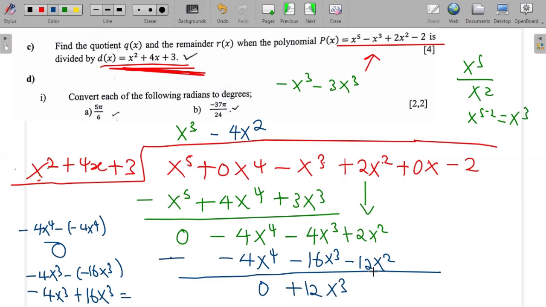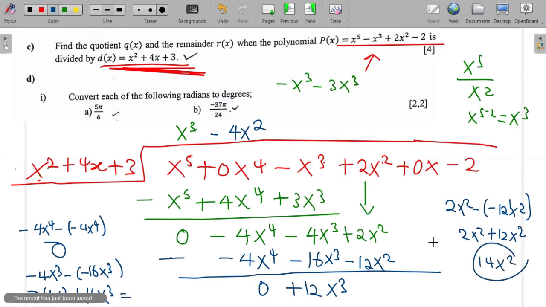And then I go to the last one, which is 2x squared minus minus 12x squared. So this will be 2x squared plus 12x squared, which will just be 14x squared. So that's what I have there, plus 14x squared. And then I can drop down this guy, so it will just be plus 0x. So that is what I have, and then I divide again by this polynomial there.